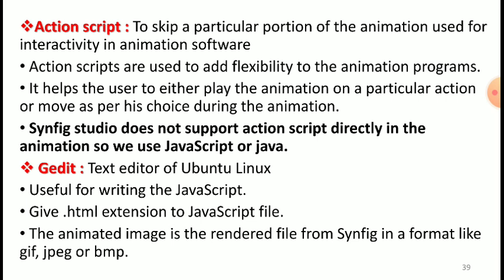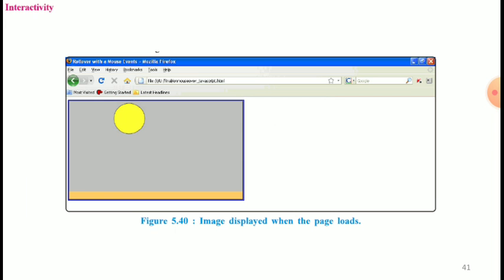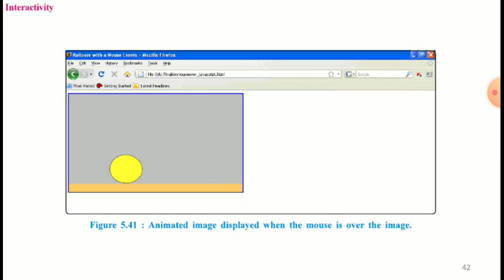So next is interactivity. Create a new file in gedit and write the code as given, save the file with extension .html and open the file in a web browser to see the output, figure 5.40. So the output when the page loads: taking the mouse over the image will animate it, in figure 5.41. So the animated images. So that is interactivity.